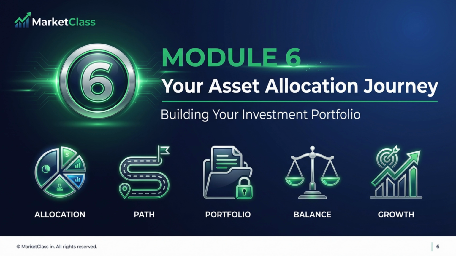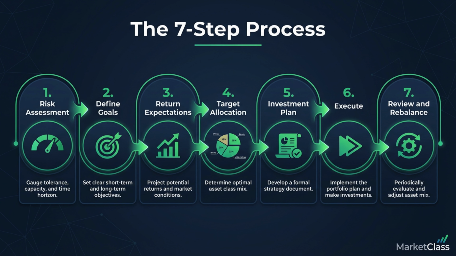Let me give you a practical framework to follow. Here's the 7-step asset allocation process. Step 1. Assess your risk profile. Are you conservative, moderate, or aggressive? Step 2. Define your financial goals with specific amounts and timelines. Step 3. Determine your return expectations realistically. Step 4. Decide your target asset allocation percentages.